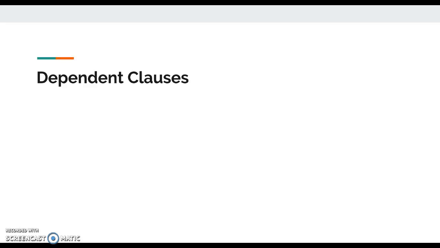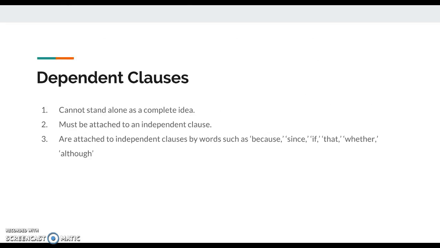The second type of clause is a dependent clause. A dependent clause is a clause that cannot stand alone as a complete idea. It has to be attached to an independent clause. And they're attached to independent clauses by words such as because, since, if, that, and so on. So a couple of examples.